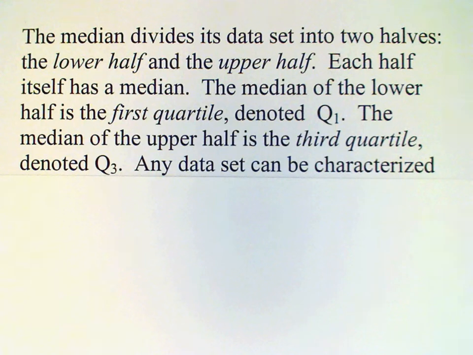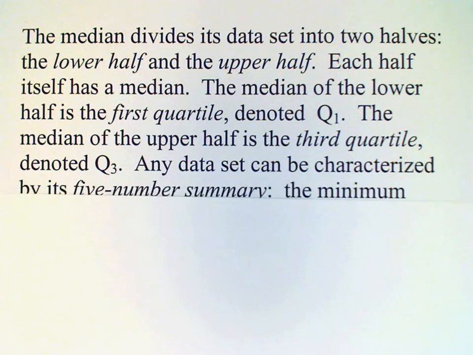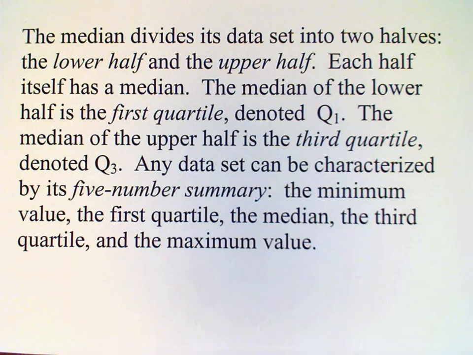And these quartiles, together with the minimum and maximum value of the entire data set and the median of the entire data set, make up the five-number summary. Okay, so to repeat, the five-number summary consists of the following values: the minimum value, the first quartile, the median, the third quartile, and the maximum value.